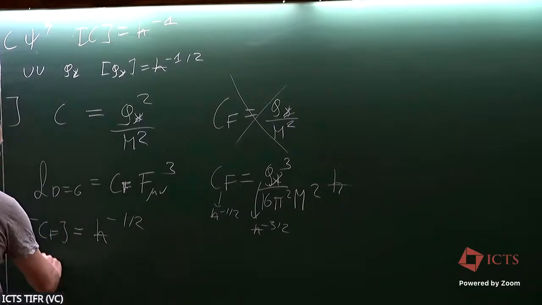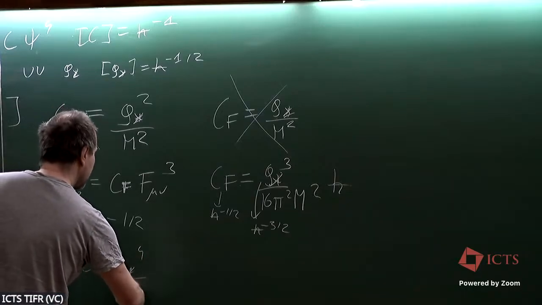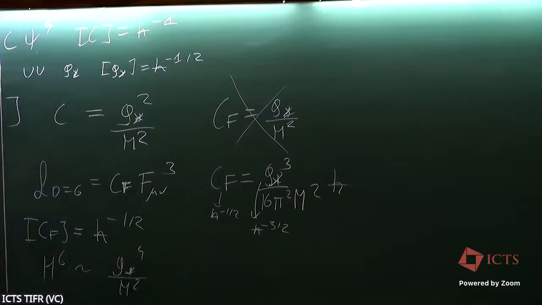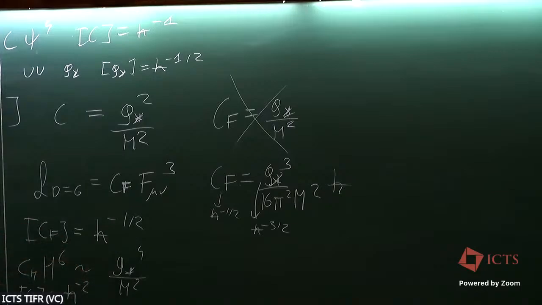If you also apply the same counting to the H⁶ operator, you'll find that if it's generated at tree level, it has to go like the fourth power of the coupling, because C_H has h-bar to the power of 1 minus 3, so h-bar to the minus 2. So you need four powers of gauge couplings there to account for that.